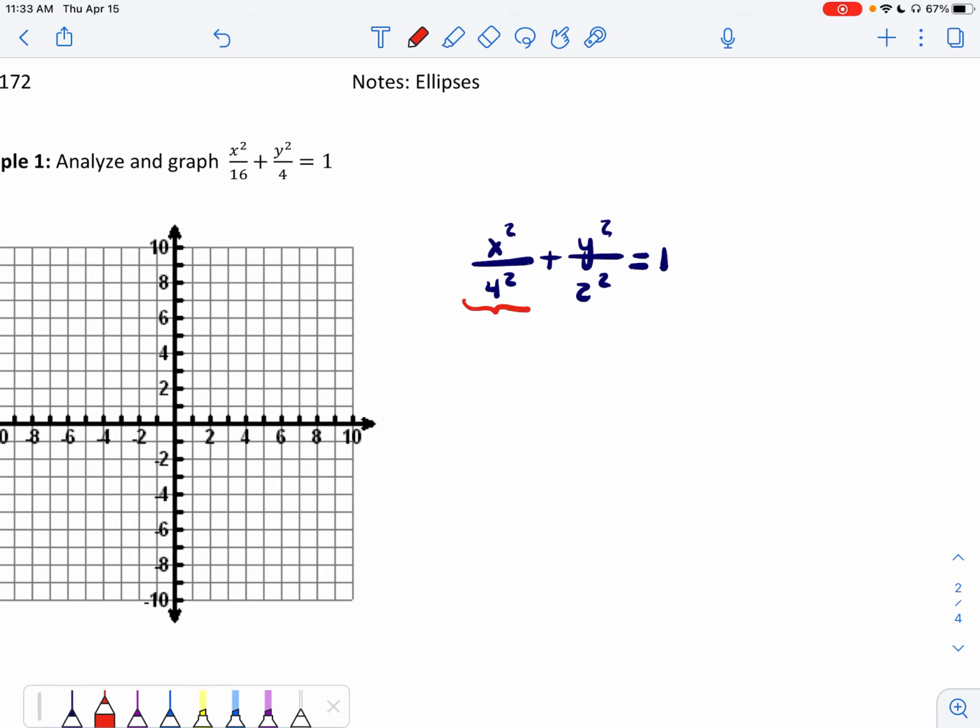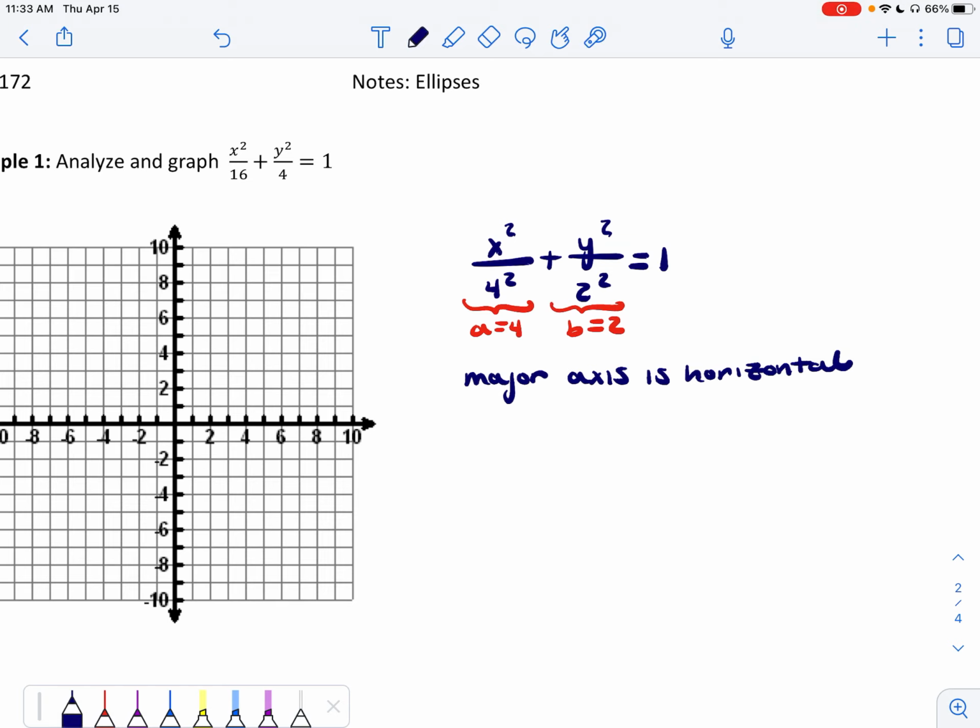All right, now remember, a is always the bigger number. So in this case, a is equal to 4, and b is equal to 2, all right? So because the larger number is underneath the x squared term, that means our major axis is horizontal. Okay, because the larger number is underneath the x, the major axis is horizontal.